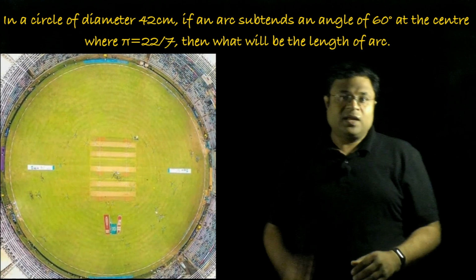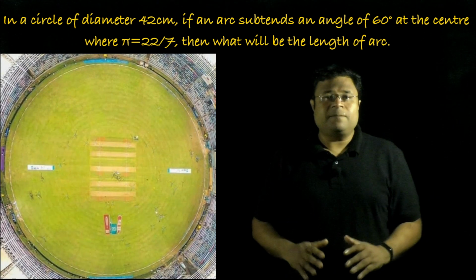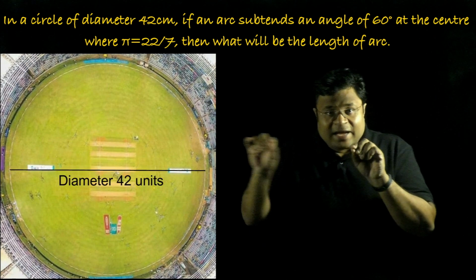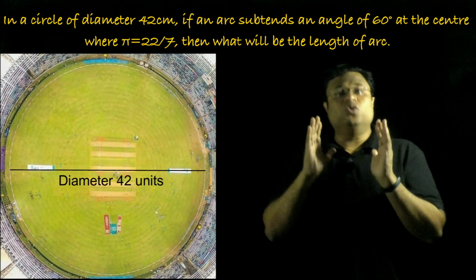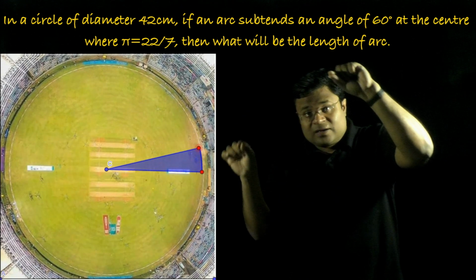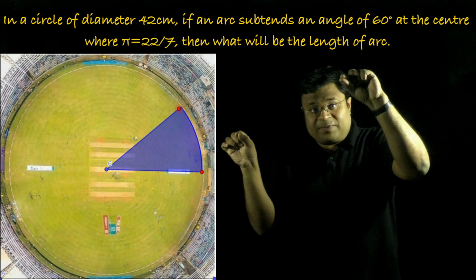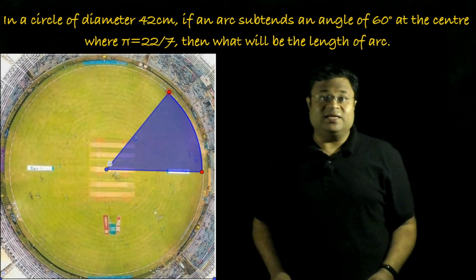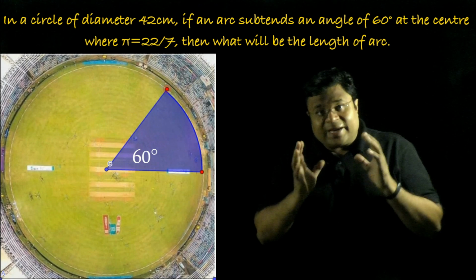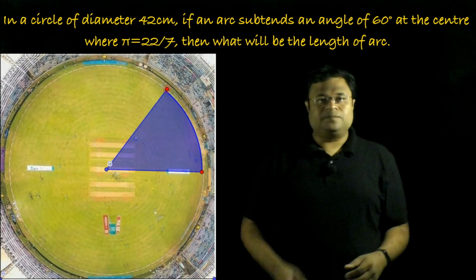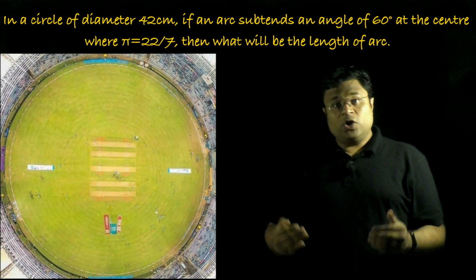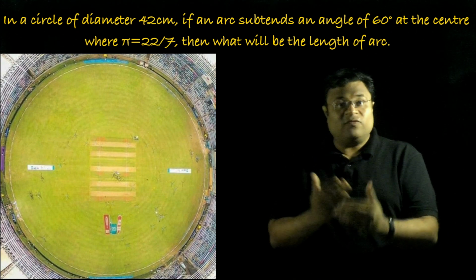Okay, let's look at everything once again. We have the beautiful round stadium. We have the diameter, which is 42 units. Okay, and the angle subtended by the arc at the center is 60 degrees. Now how do we get the formula for the arc length? Point number 1, you can learn it. Point number 2, you can logically get to the formula.